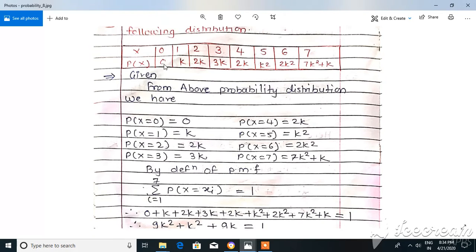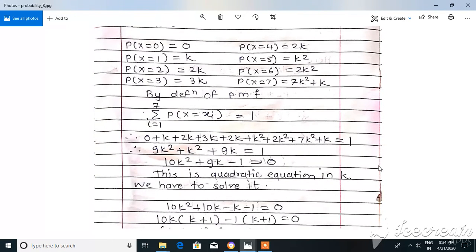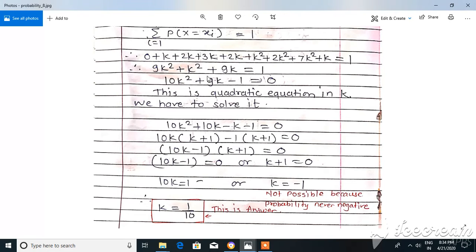So here the first probability is 0, second is k, third is 2k, fourth is 3k, and so on. This is equal to 1. So if I consider the sum of all these probabilities, I'll get 10k square plus 9k minus 1 equal to 0, which is a quadratic equation in k. Now we have to solve this quadratic equation, then only we will get the solution of the given problem. So how do I do it?